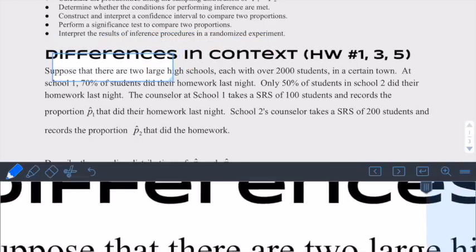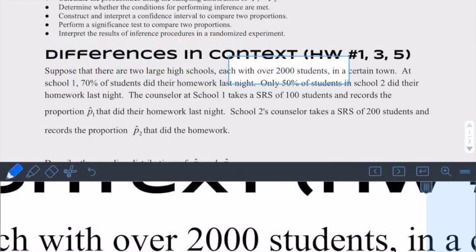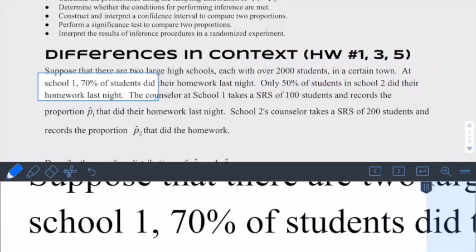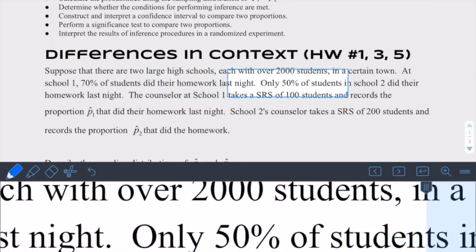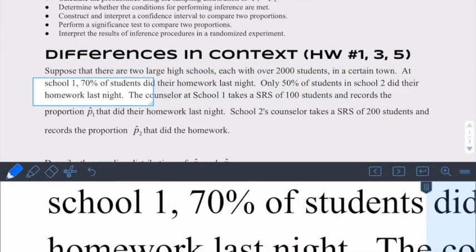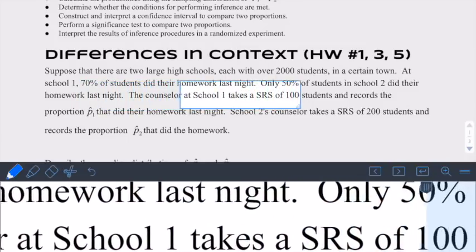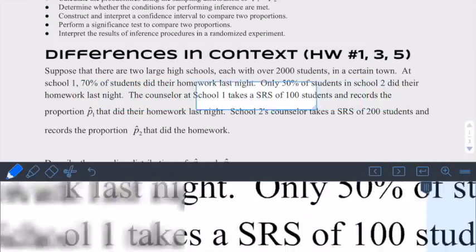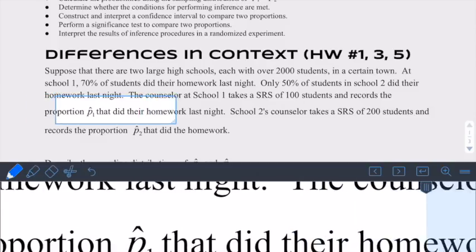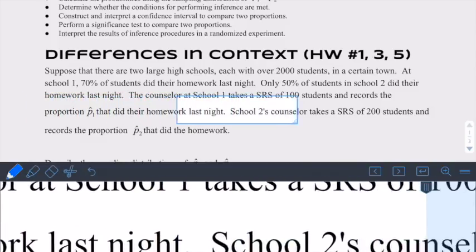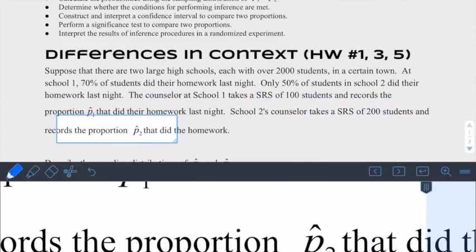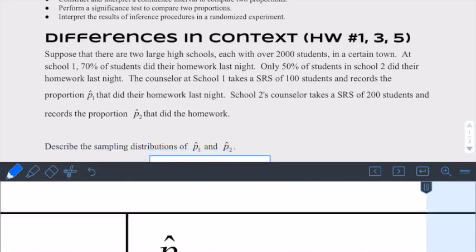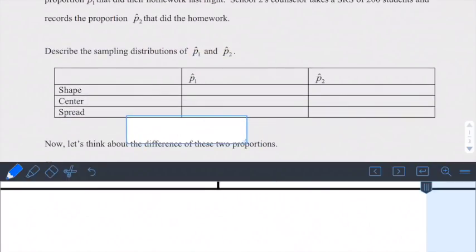Differences in context. Suppose there are two large high schools, each with over 2,000 students in a certain town. At school 1, 70% of students did their homework last night. Only 50% of students in school 2 did their homework last night. The counselor at school 1 takes an SRS of 100 students and records the proportion p hat 1 that did their homework last night. School 2's counselor takes a simple random sample of 200 students and records the proportion p hat 2 that did the homework. Describe the sampling distributions of p hat 1 and p hat 2.